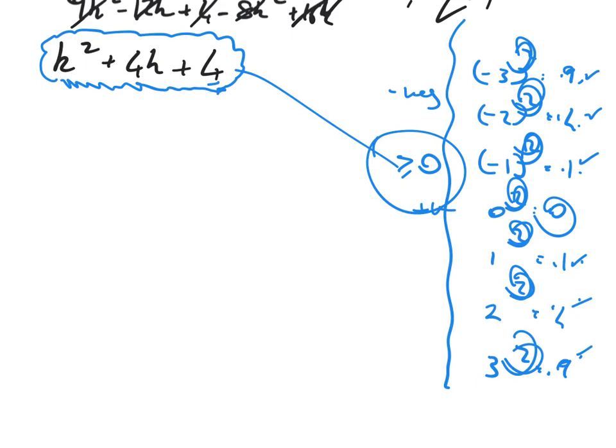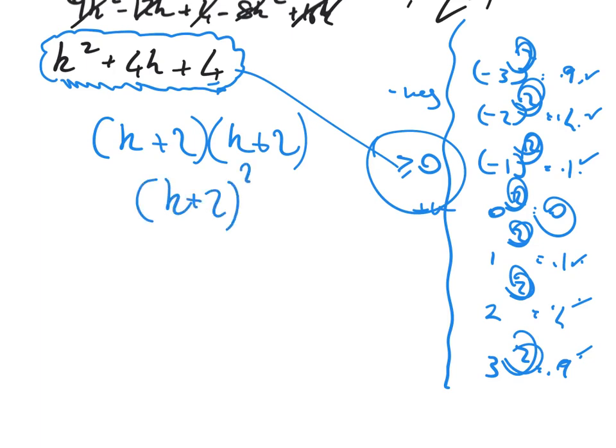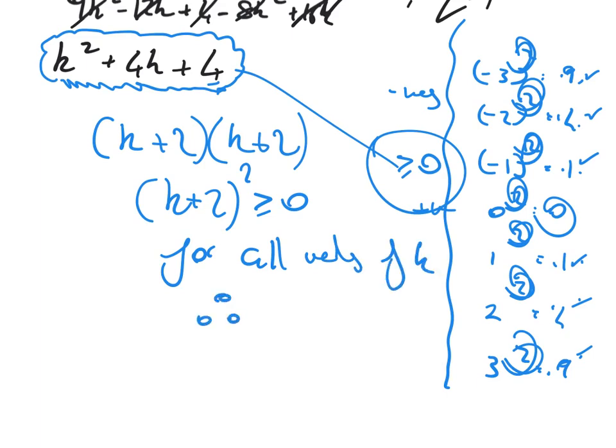Well, two numbers that multiply to give 4 and add together to give 4 are 2 and 2. And that can then be written as a squared bracket (k plus 2). So (k plus 2) all squared is greater than or equal to 0 for all values of k. Therefore, roots are always real, and remember that the condition for roots being real is that this discriminant is greater than or equal to 0.